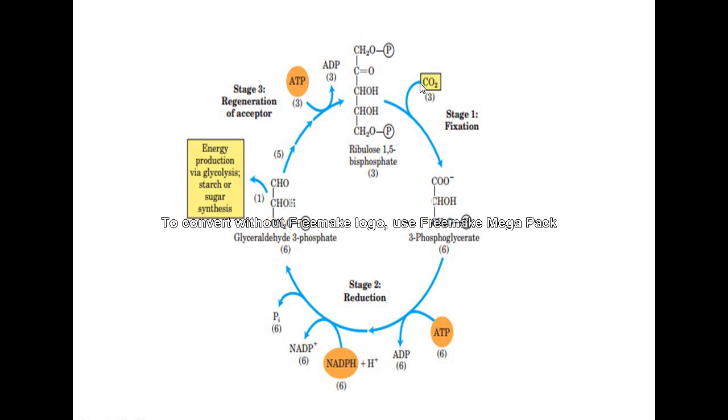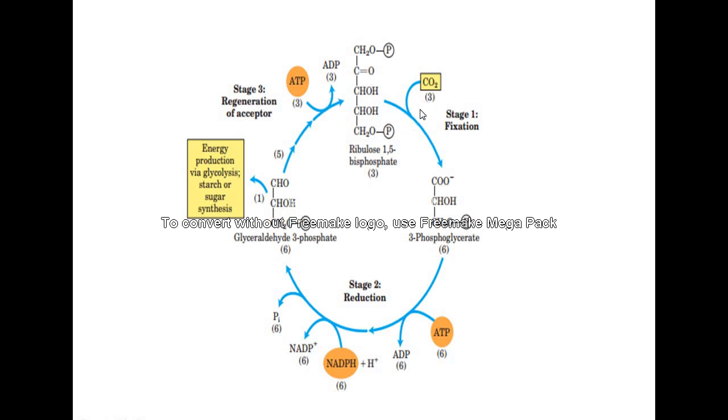Just see carbon dioxide: one molecule of carbon dioxide combines with a 5 carbon sugar called ribulose 1,5-bisphosphate and gives an unstable 6 carbon sugar. That breaks down into 2 molecules of 3-phosphoglycerate, a triose phosphate. This is catalyzed by the familiar enzyme Rubisco, ribulose bisphosphate carboxylase.